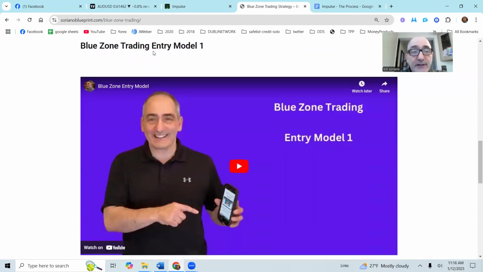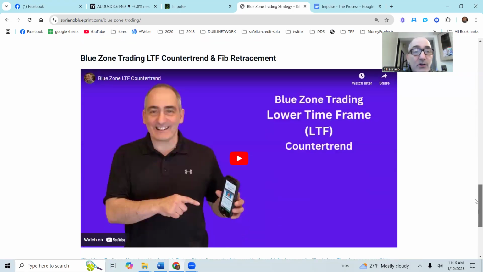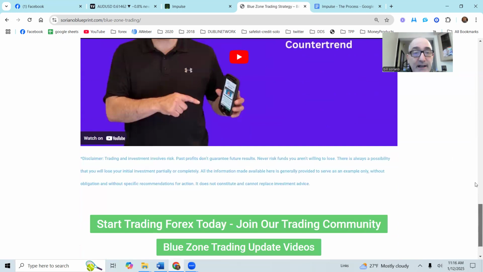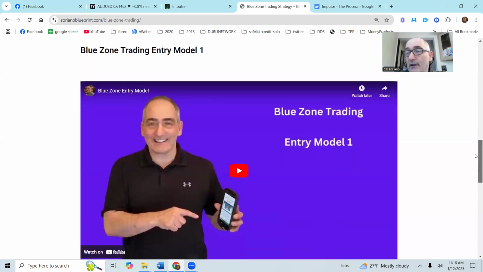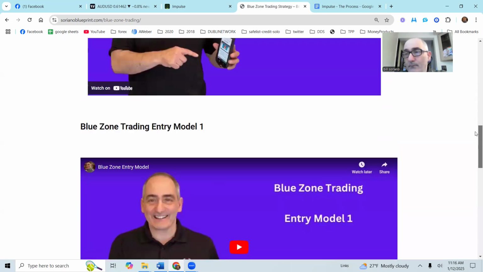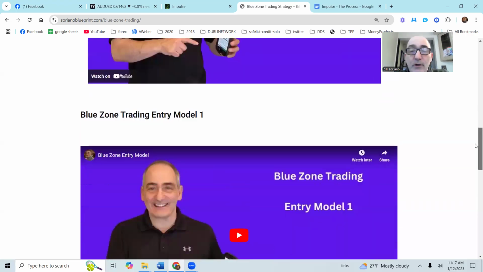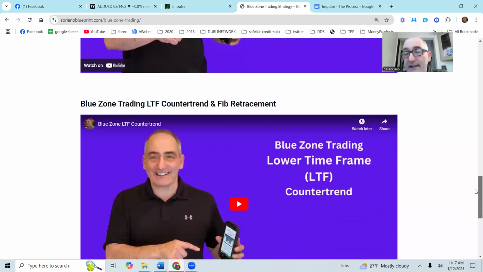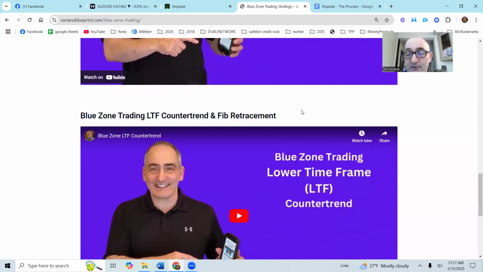Then you get the blue zone entry trading model 1, which is basically just one entry model that we're using. There's also a blue zone trading lower time frame counter trend and how to set up the fib retracement for that. And then the strategy to enter opportunities is still the same. This gives you a way to take counter trend trades. Okay, so these are a little more risky, so you want to watch that. Beginners may not want to do that.